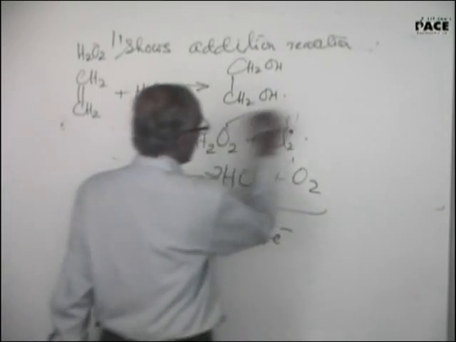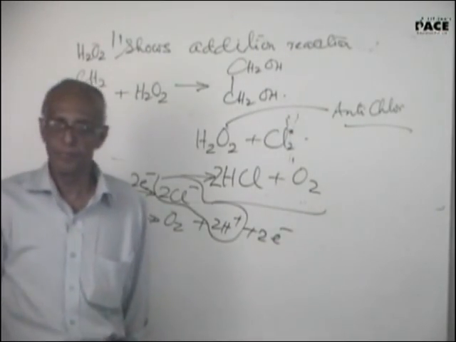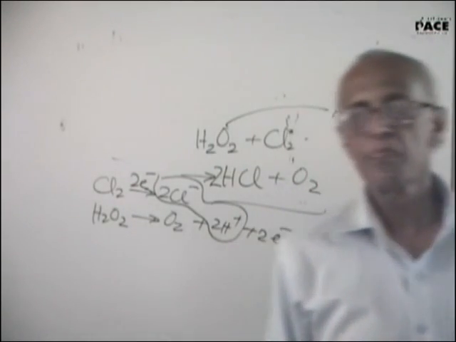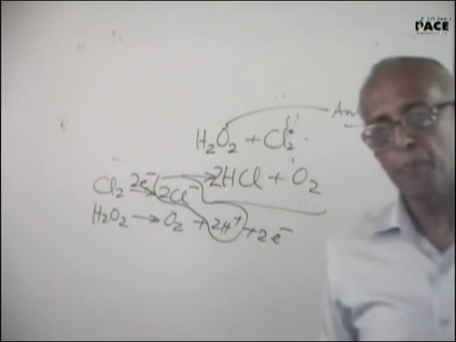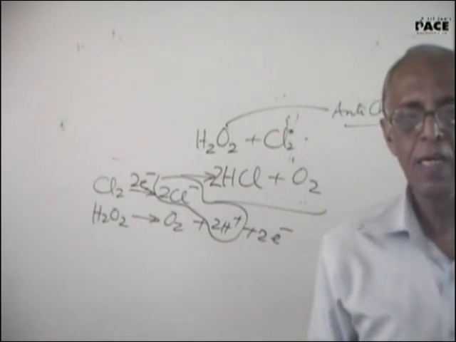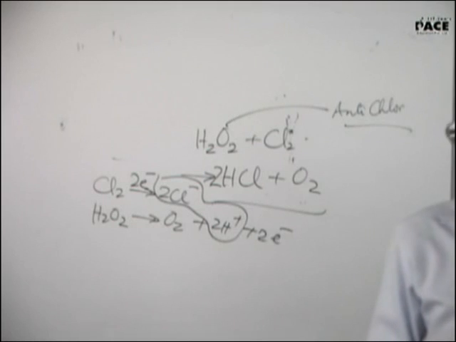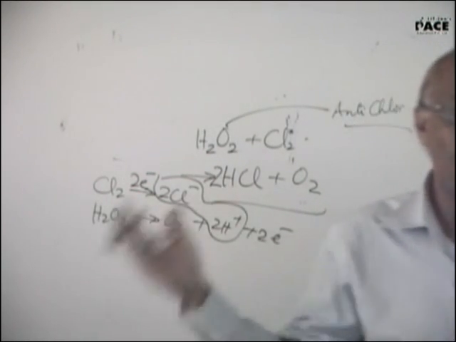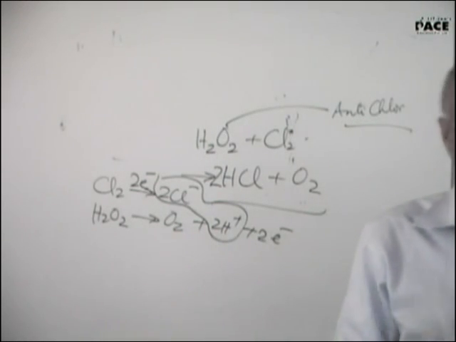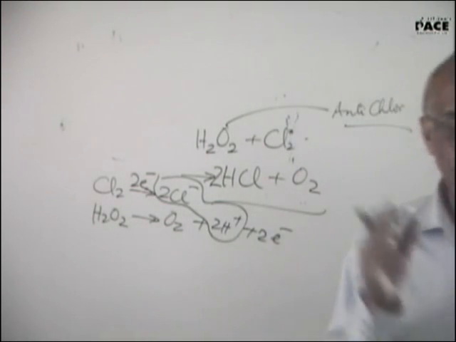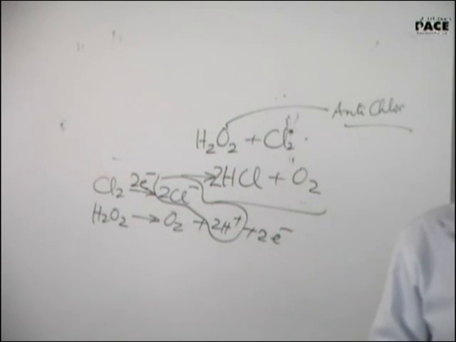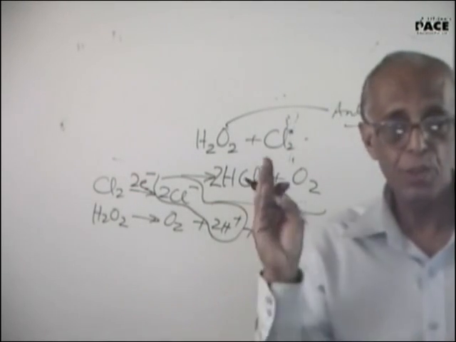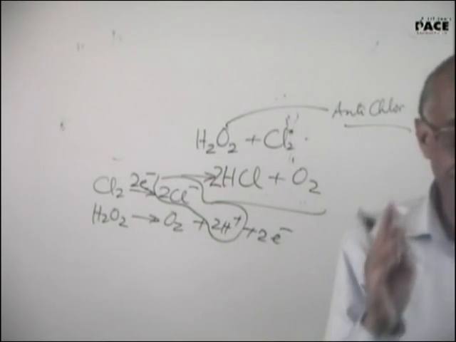So this hydrogen peroxide is an antichlor. What is an antichlor? Antichlor means when you bleach a cloth with chlorine, the excess chlorine is removed from the fabric in the form of HCl, and the reagent which does that is called an antichlor. Hydrogen peroxide, sulfur dioxide, and sodium thiosulfate. These three are antichlors.